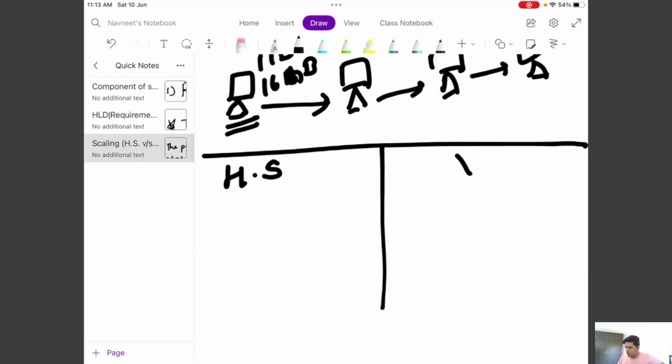What is the difference between these two? Okay, so this is vertical scaling and horizontal scaling. When I talk about horizontal scaling, as you see, we have multiple systems.